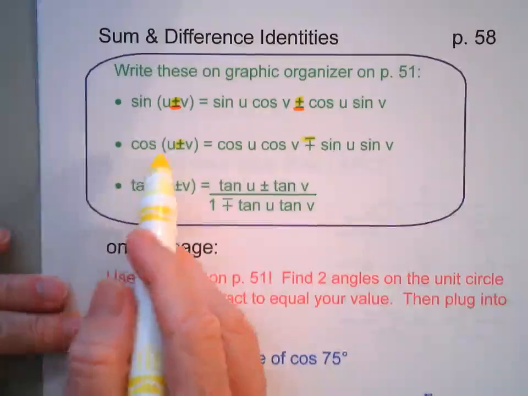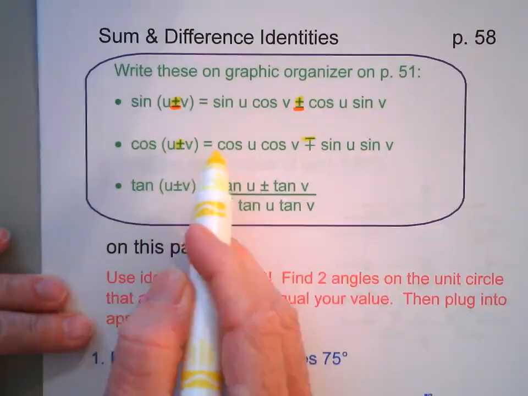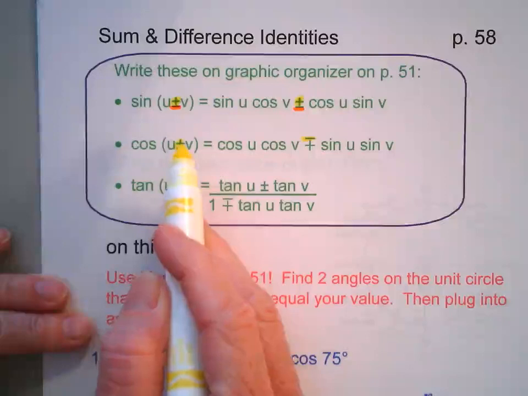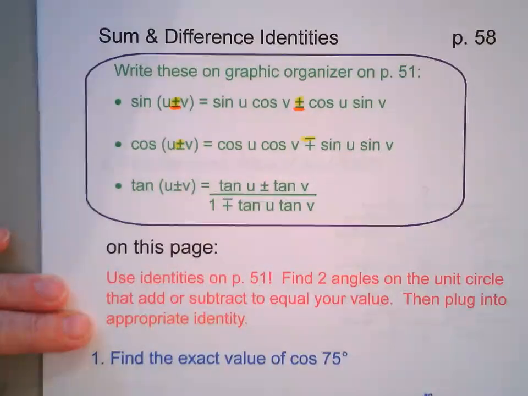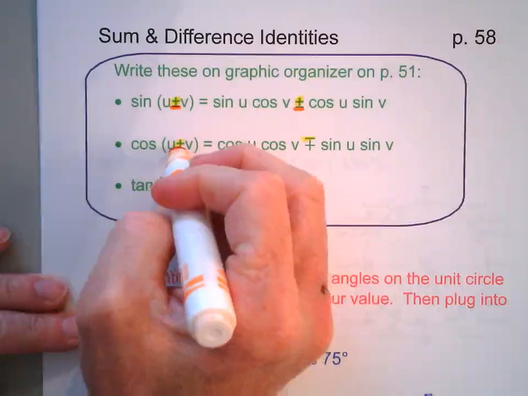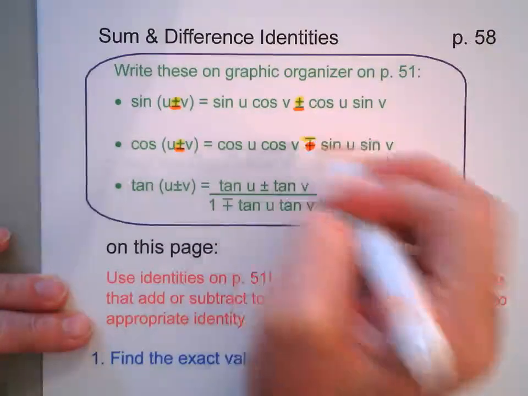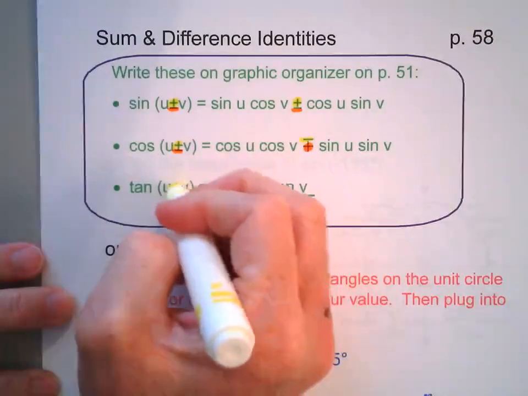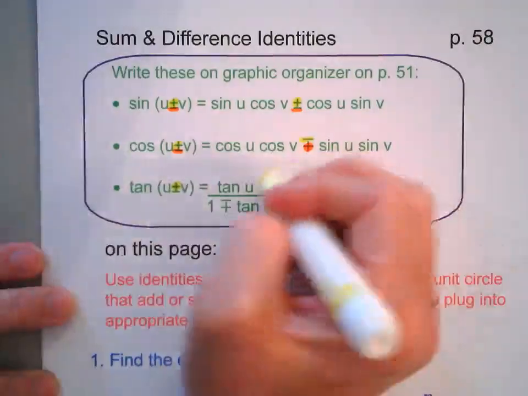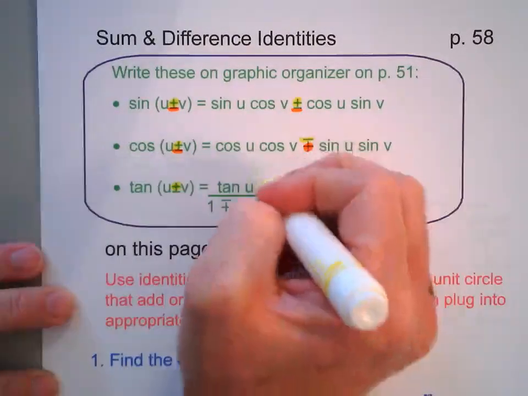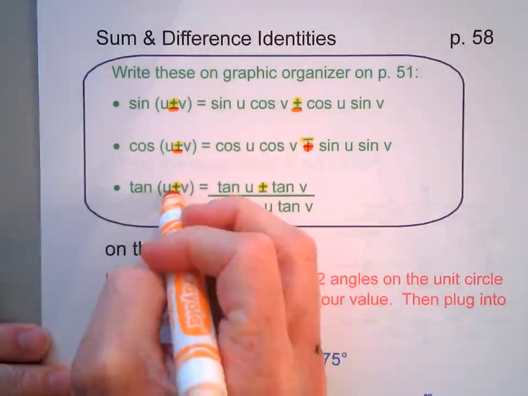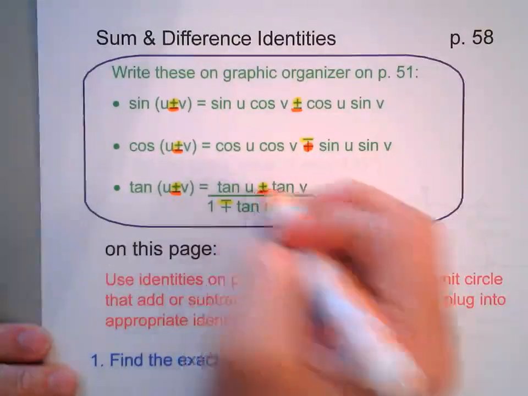On the cosine one, where you have u plus v, as you move through the function, you'll use the subtraction sign for the addition of cosine. And likewise, for the subtraction of cosine, you'll use the addition sign inside the formula. When you get down to the tangent formula, if it's u plus v, you'll use the plus sign on the top and the subtraction sign on the bottom. Whereas if it's a subtraction problem, u minus v, you'll use the minus sign on top and the plus sign on bottom.